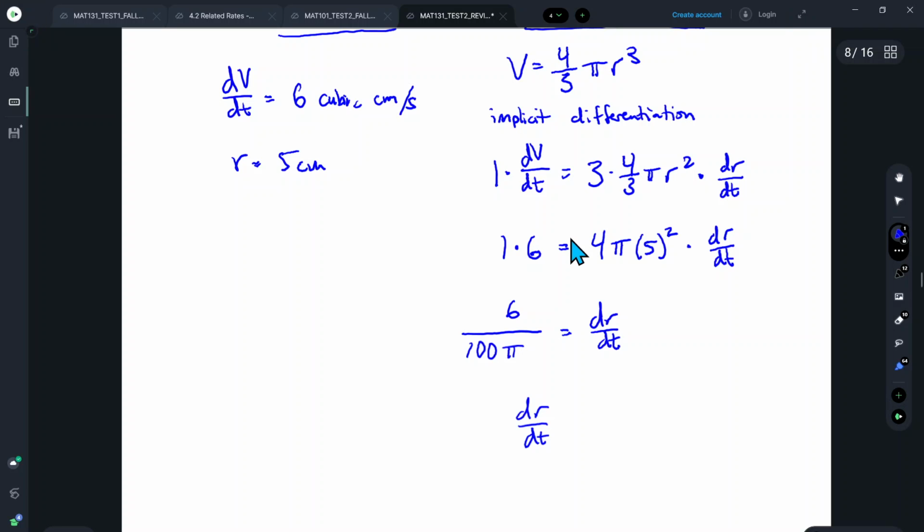And if we calculate 6 divided by 100 pi, you should get 0.019. And then the units would be centimeters per second.